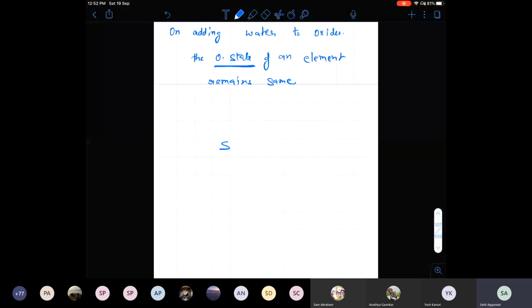For example, if you want to know the oxidation state of sulfur, you will keep this as X and the charge on oxygen is -2. So it will be X plus 3 into -2 equal to 0. X will come out to be +6. So keep the element for which you are looking as X and put the charges of other elements. Calculate the value of X. That will be the oxidation state. That's what we have to do.